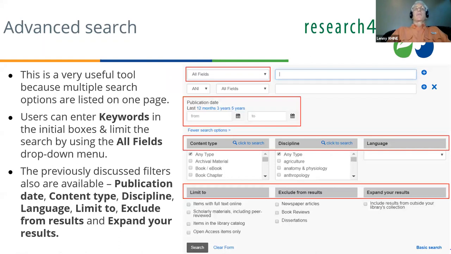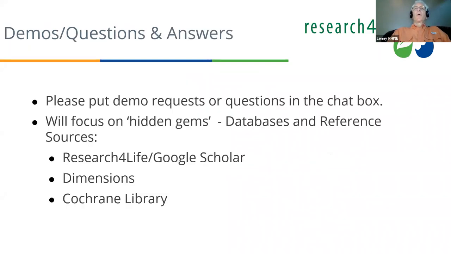There's an advanced search option that allows you to build your filters, your refinements, in immediately in the search. Okay, last 12 months, 3 years, 5 months, date, content type. You may want to only see book chapters because you need this material for a lecture. And then language options too.